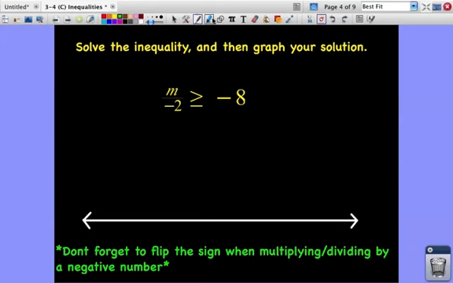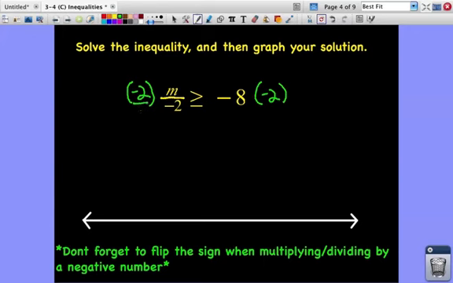Okay, oh, well, somehow my division sign got deleted here. Let's just fill this in. There we go. So let's solve this inequality. I have m divided by -2 is greater than or equal to -8. So we need to isolate the variable. And because this is m divided by -2, I need to do the opposite of division, which is multiplication. And I'm going to multiply by -2. And whenever I do the left side, I have to do to the right side.